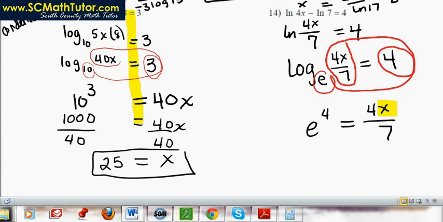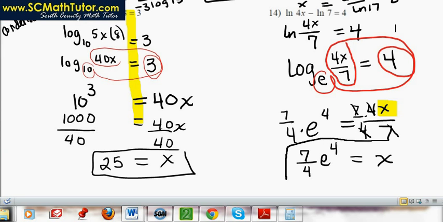First we get rid of the 4 over 7. We can multiply by the reciprocal, which is essentially dividing both sides by 4 over 7, so 7 over 4, because the 7s cross each other out and the 4s cross each other out. So your x is equal to 7 over 4 e to the 4th. I believe this question wants the exact value, so this will be an exact value.